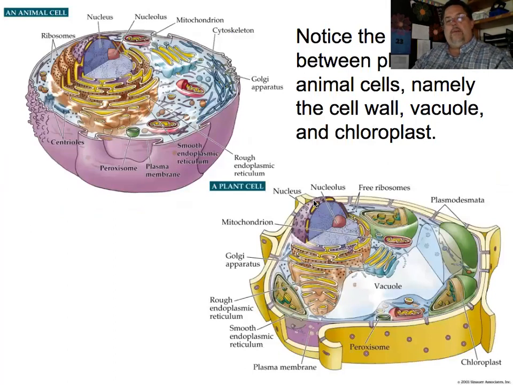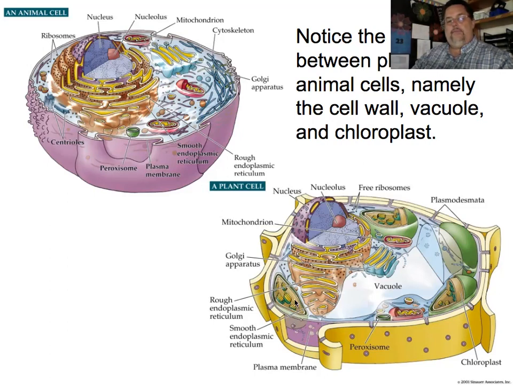And then let's talk about plants and animals. Plants and animals are both eukaryotic cells. They both have a nucleus. They both have rough endoplasmic reticulum and smooth endoplasmic reticulum. The plants have big vacuoles. Animal cells don't.